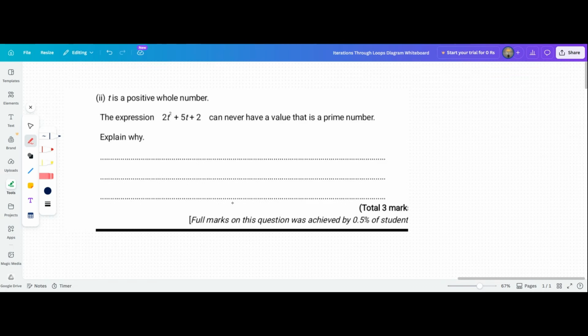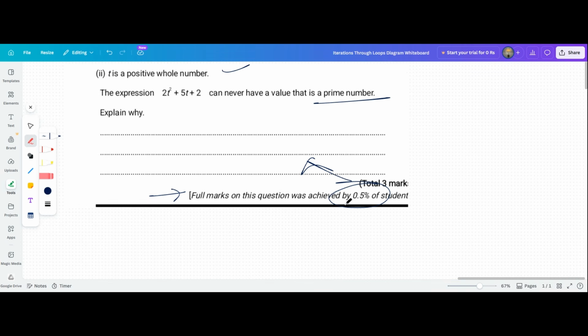Full marks on this question was achieved by 0.5% of the students. It means not even 1%. Okay, let's see why. t is a positive whole number. The expression 2t squared plus 5t plus 2 can never have a value that is a prime number. Explain why.